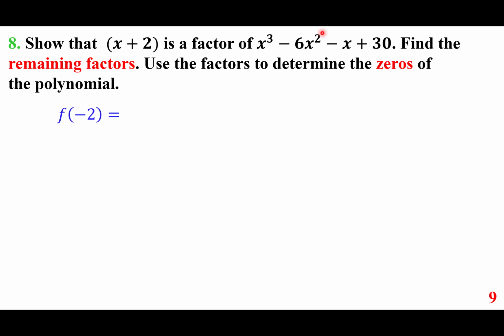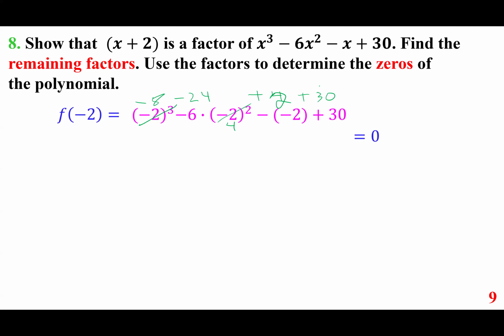Negative 2 cubed minus 6 times negative 2 squared minus negative 2 plus 30. So minus 8, positive 4 times negative 6, negative 24, plus 2 plus 30. So we have minus 8 minus 24, which is minus 32, plus 32 is 0. So we proved x plus 2 is a factor.